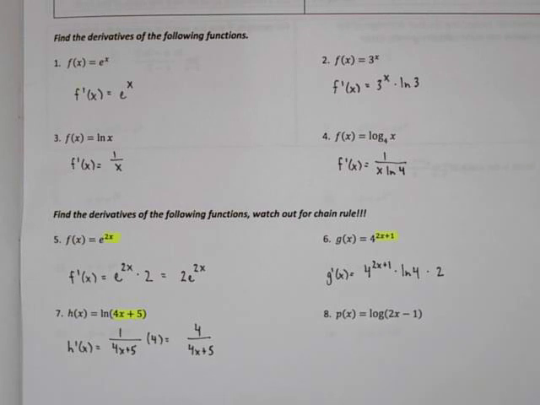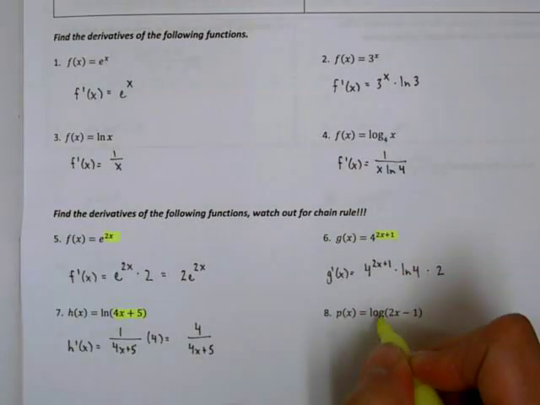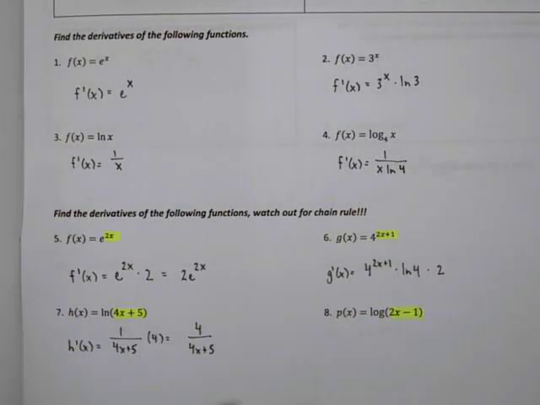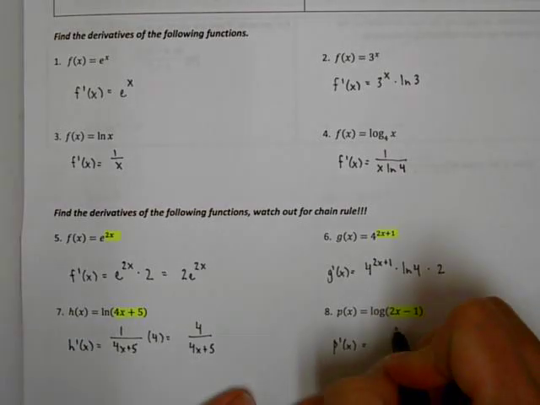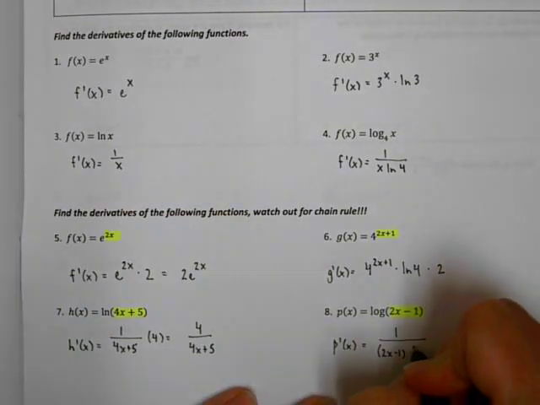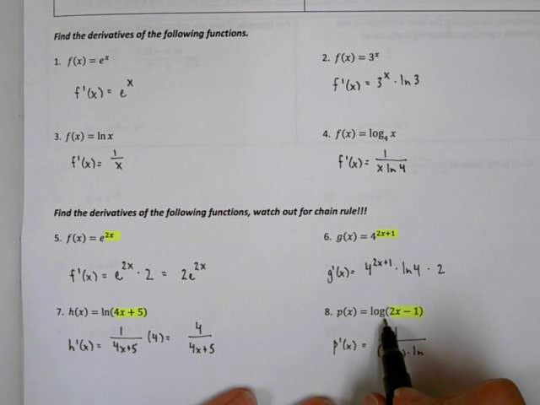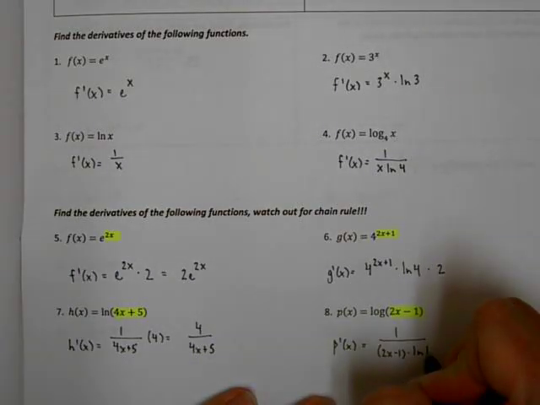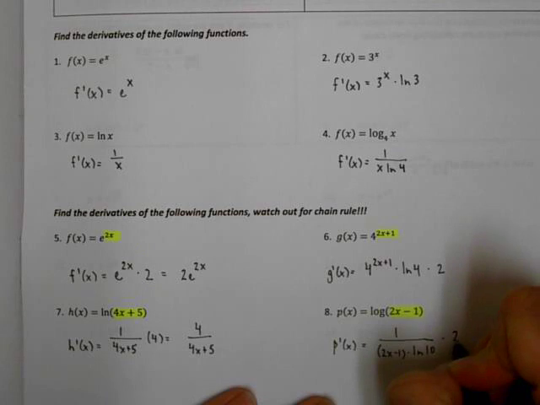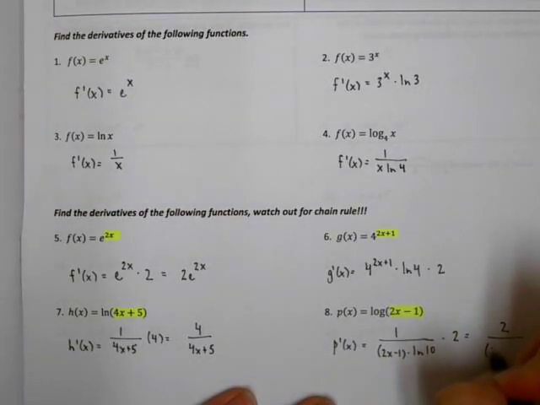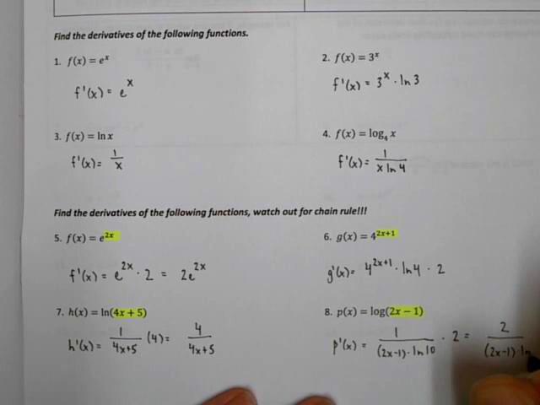All right, last but not least, now we have our logarithmic function. Inside I have a 2x minus 1, which I know is going to cause me to have to use the chain rule. So my derivative, p prime of x, is going to be 1 over 2x minus 1 times the natural log of the base of my exponent. Well, when we have log with no base here, that means it's base 10. And then I'm going to multiply by the derivative of what was highlighted here, which is just 2. So I get 2 over 2x minus 1 times the natural log of 10. And that would be our derivative with the chain rule.